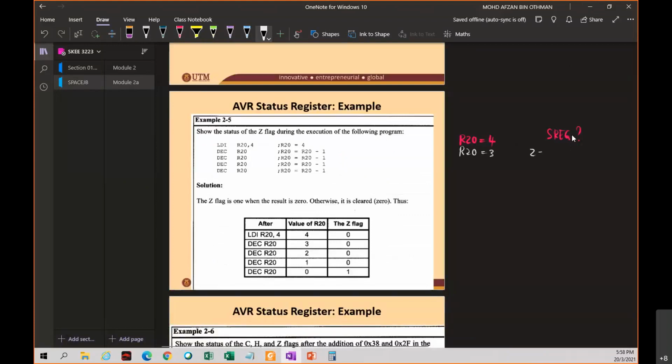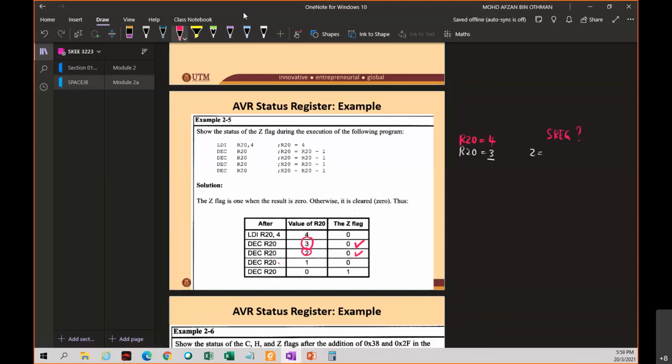What about your Z flag? Z flag berubah ke tak? Okay, what is the value of Z flag? Since here dalam R20 masih lagi ada value. So that's why, okay, if you see here, the Z flag masih lagi kosong. Sebab R20 masih lagi ada value. Okay, you decrement again. Decrement R20. So now R20 have 2. So what happened to Z flag? Since R20 masih lagi ada value, which is nombor 2. So Z flag akan jadi kosong lagi.